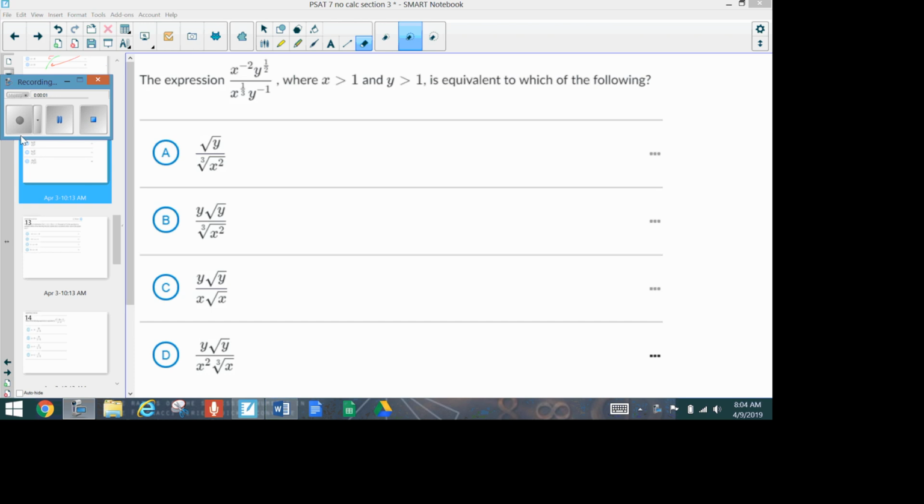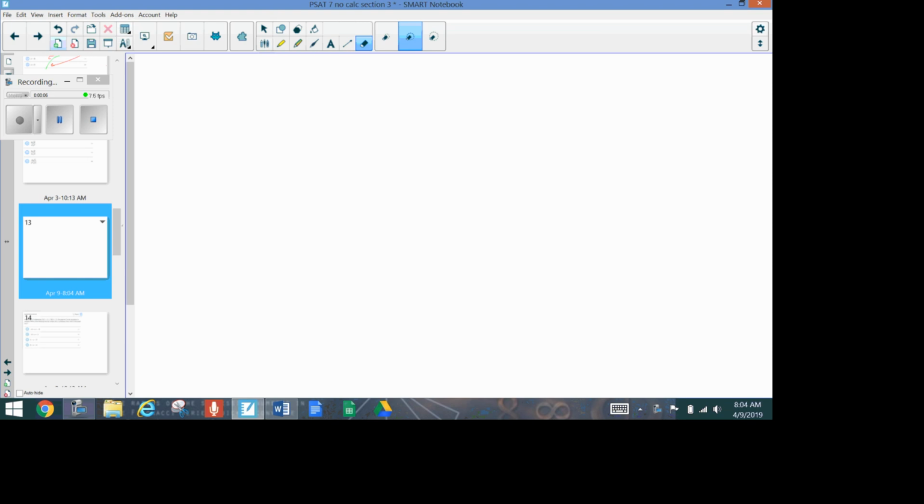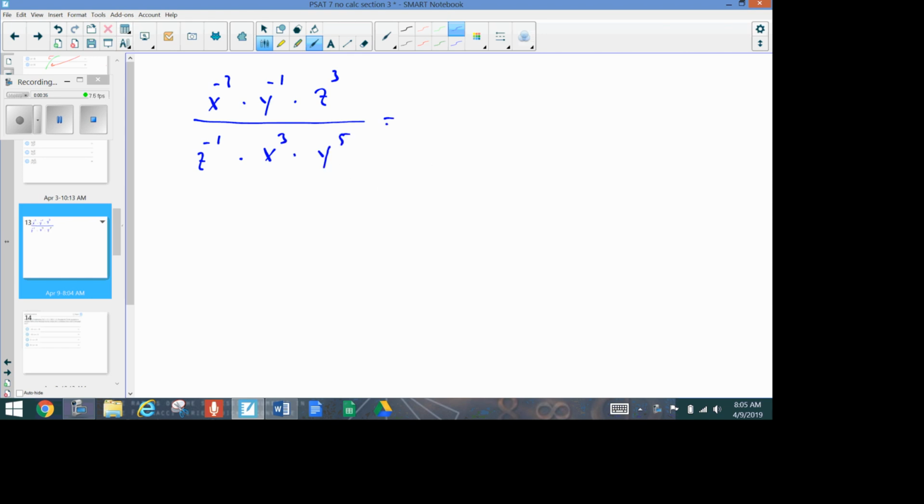I'm going to open up a new page and then ask you similar questions, kind of preparation to that question. For instance, the first example is here: 2 to the power x to the power of -2 times y to the power of -1 times z to the power of 3, over z to the power of -1 times x to the power of 3 times y to the power of 5. What does that equal?